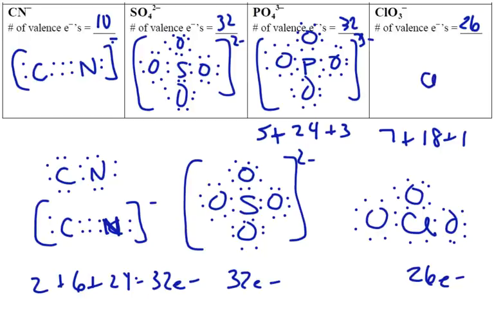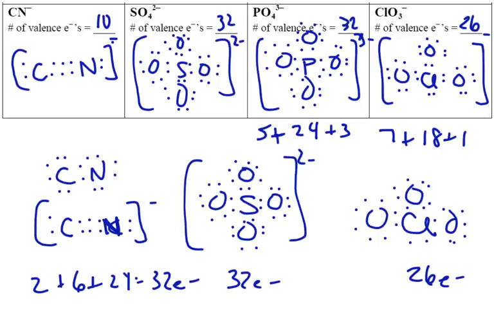So I'll just draw it a little bit better. Everybody here gets an octet. So some of these polyatomic ions here seem very simple. All we have to do is draw in, give everybody an octet, and we've got the right answer.